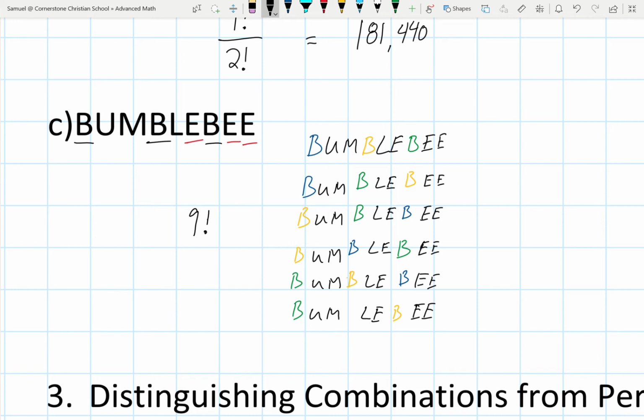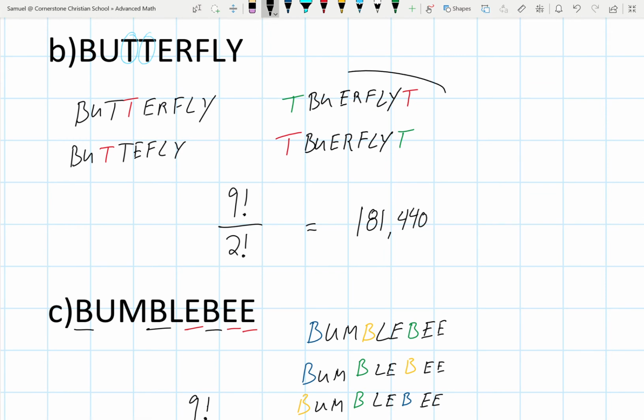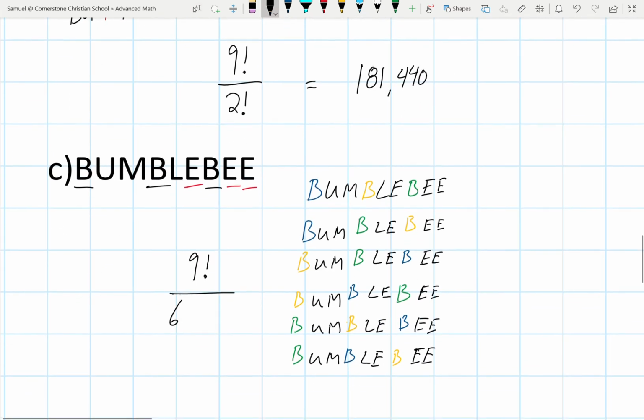All of these are only distinguishable because I wrote them in different colors. If they weren't in different colors, again, if they were all red, they would all read Bumblebee the exact same. However, each time I switched the bees around. And so what we've realized is there's not only just one Bumblebee, there are 6 different possibilities just by switching the bees. And so what we need to do is we need to divide this by 6, just like in the last one where we had 2 different possibilities with the T's, we divide by 2.